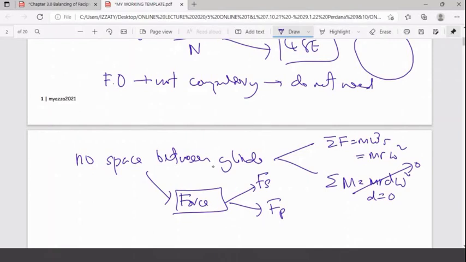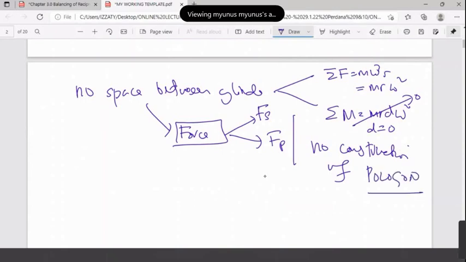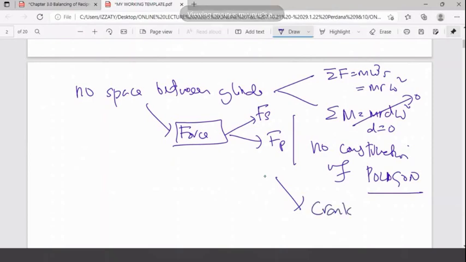So what you have to do now is no construction of what? No construction of polygons. Yes, thank you, Eva. So no construction of polygons. What you have is only the Krang diagram. Remember that, the Krang diagram.